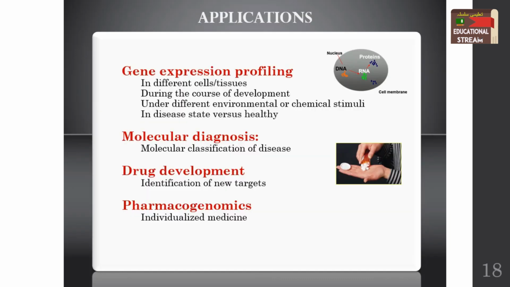Applications of DNA microarray: we have said that it is involved in gene expression profiling, in different cells and tissues during the course of development under different environmental or chemical stimulus, and we can also see the gene expression profiling in disease state versus the healthy state. Then it is also used for molecular diagnosis, like we want to identify the diseases, and then for drug development, for the identification of new targets, as well as in pharmacogenomics for the formation of individualized medicines or custom medicines.